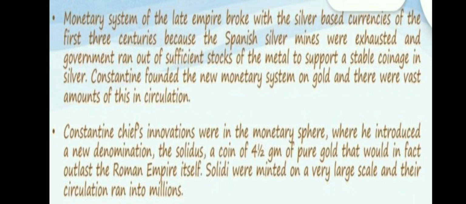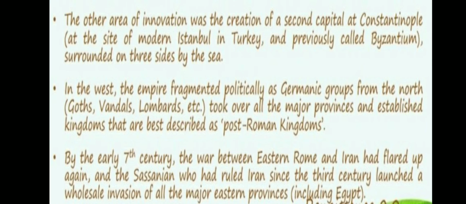Constantine's chief innovations were in the monetary sphere, where he introduced a new denomination, the solidus. The solidus, a coin of 4.5 grams of pure gold, would in fact outlast the Roman Empire itself. Solidi were minted on a very large scale and their circulation ran into millions. These are such gold coins, of 4.5 grams. The other area of innovation was the creation of a second capital at Constantinople.